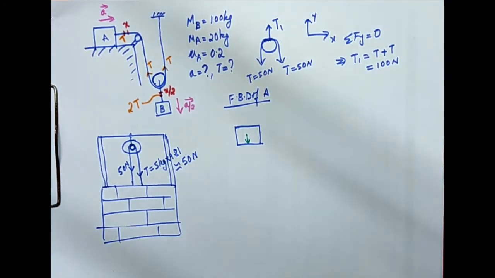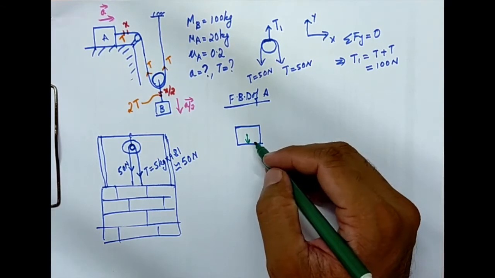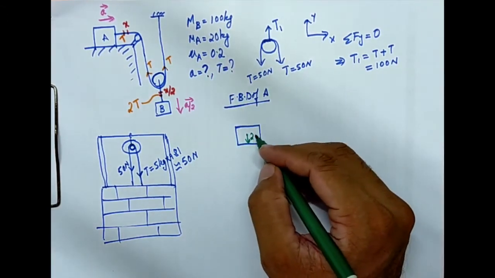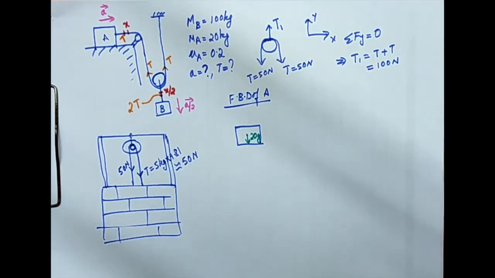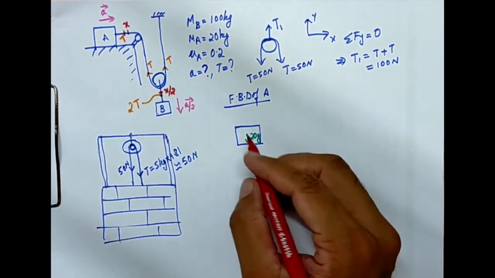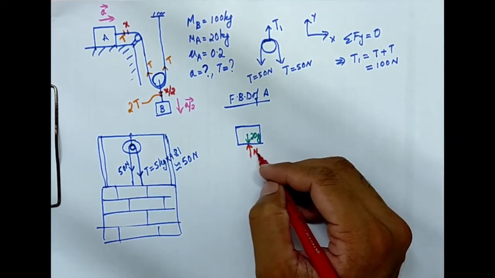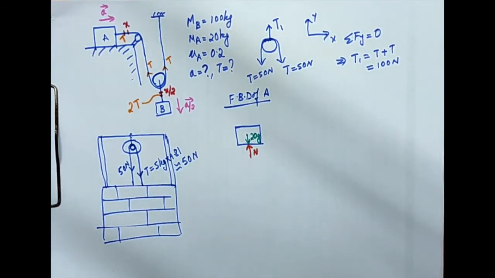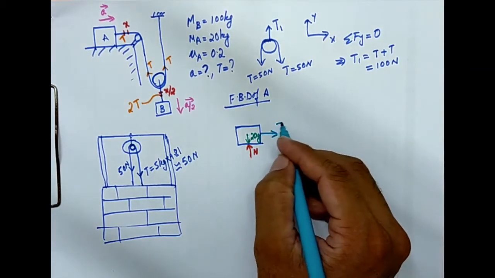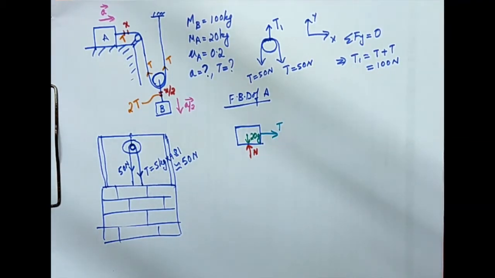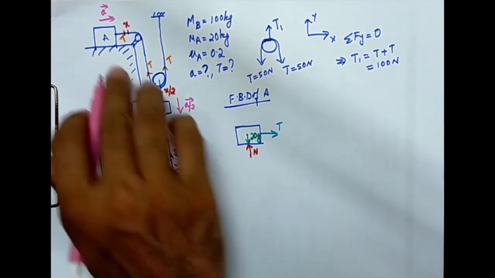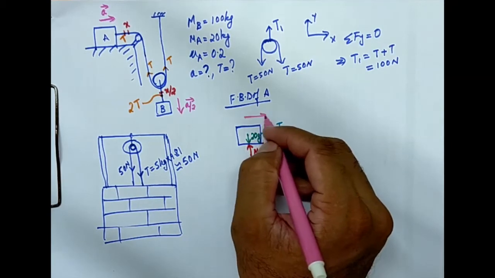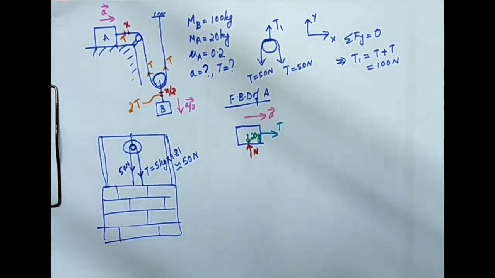So we have the weight of A, that is 20 g. Okay, 20 is the mass, so 20 g is the weight. There will be a normal reaction between the surfaces in contact, so I'll be having a normal reaction N, and there is a tension T in the cable, and we know that this is moving in this direction, so acceleration A in this direction.